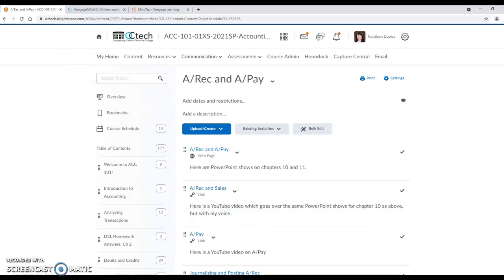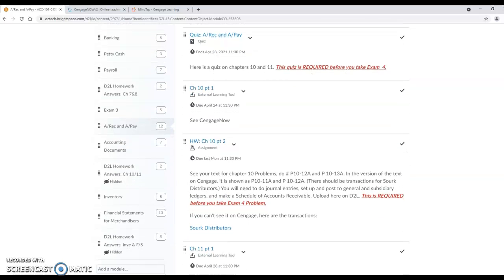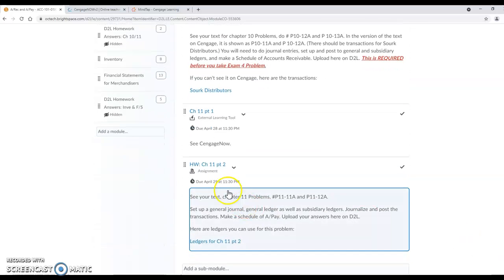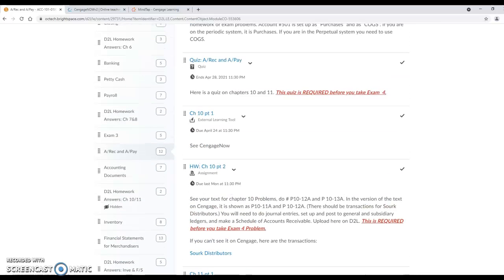Here we're going to take a look at Chapter 11, Part 2, and we'll just get at least a start on it. First, we have to find problem 11-11A in your text. There's also, I've provided for you ledgers that you can use for that particular problem. However, if you were given a problem on an exam, you may have to figure out your own ledgers.